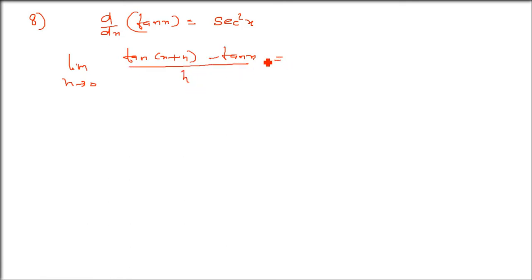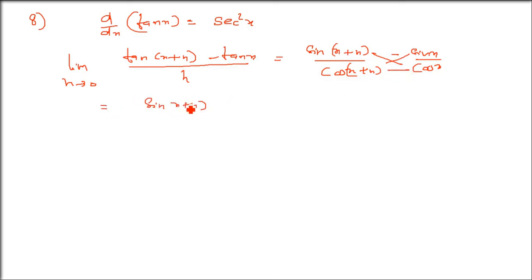For tan a minus tan b we could use the formula, but it's easy to make it sin by cos. So tan(x plus h) can be written as sin(x plus h) by cos(x plus h), minus sin x by cos x. You can apply the tan formula also, but we don't see a need. Now just take the LCM. So it will be sin(x plus h) multiplied by cos x, minus cos(x plus h) sin x, and divided by h is already there.